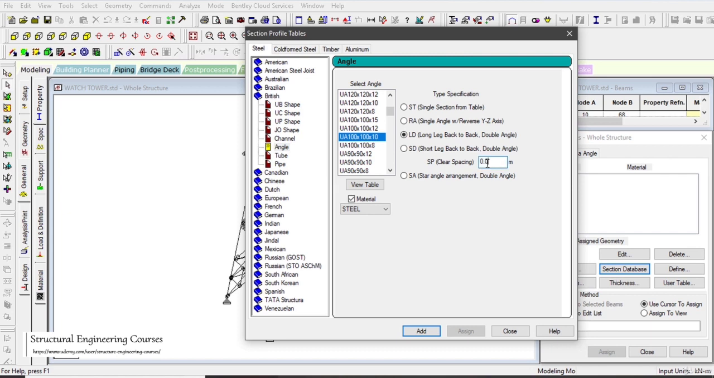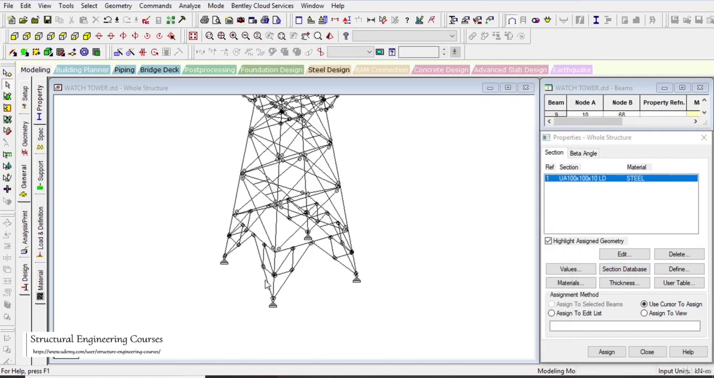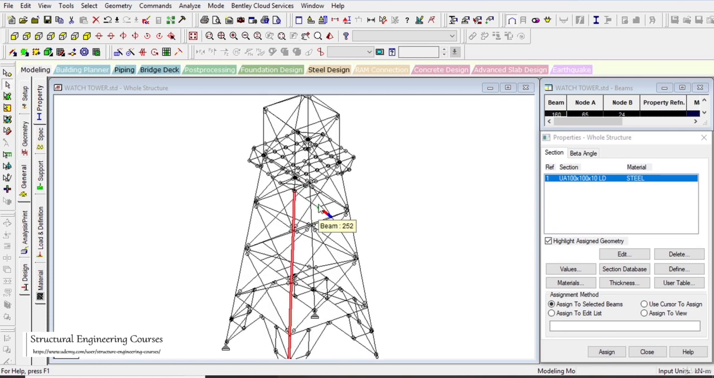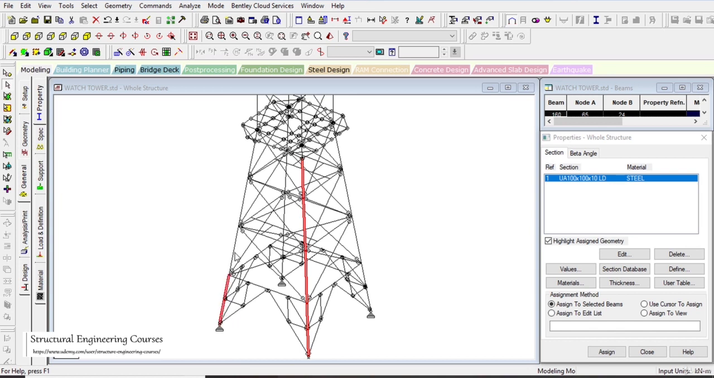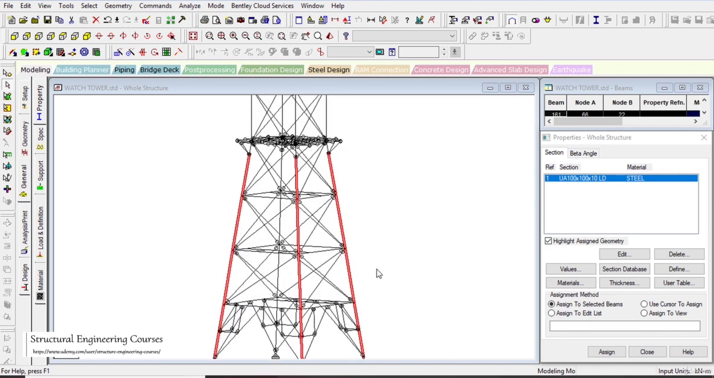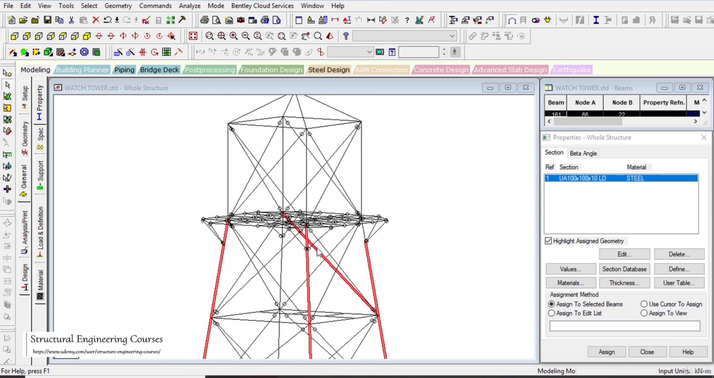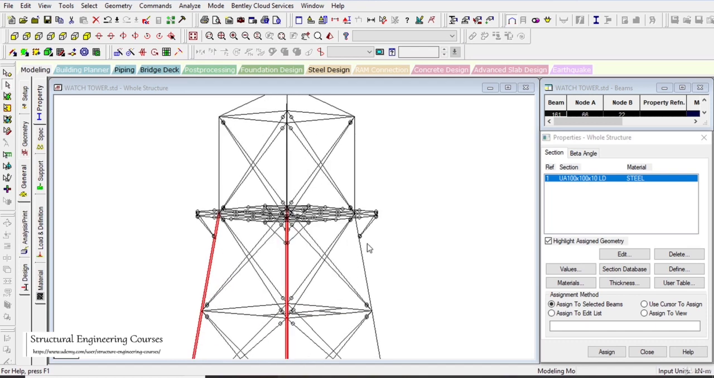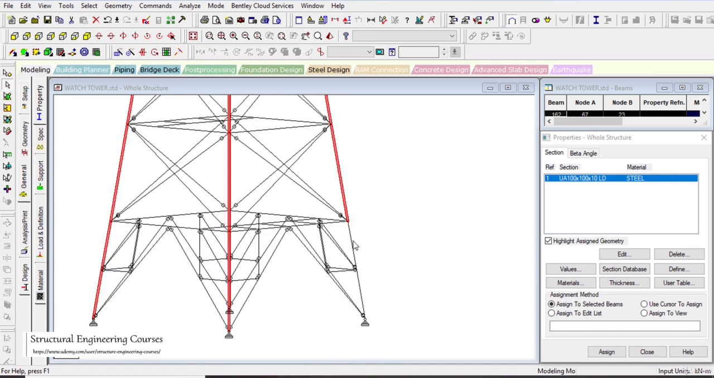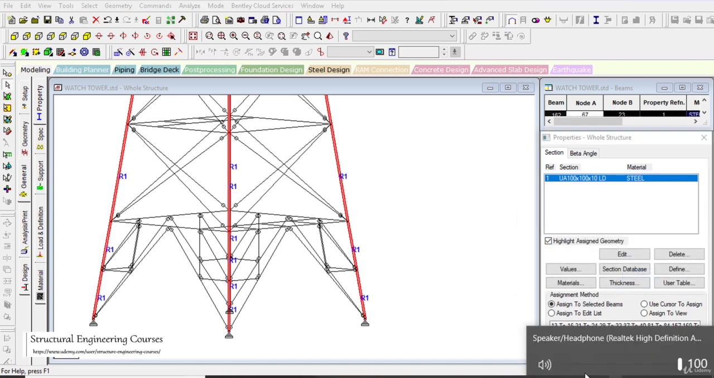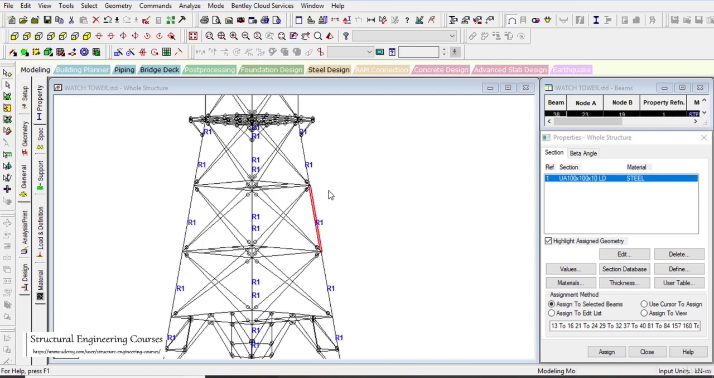And clear spacing we can take to be, let us say, 0.010, that is, a 10 mm plate is usually installed between the two angles. So we can select 10 mm spacing here and left click on add here. We can select this vertical member here as the 100-100-10 member. Left click on assign and yes. With this approach, we have assigned double angle to these members.